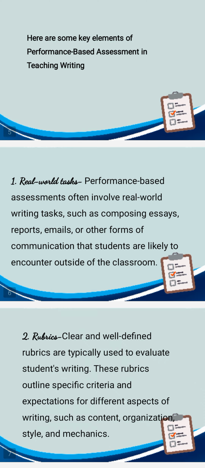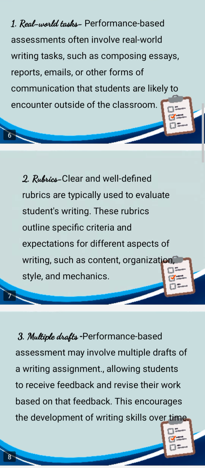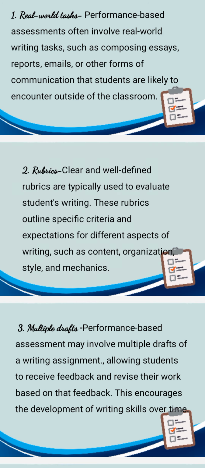Number two is rubrics. Clear and well-defined rubrics are typically used to evaluate students' writing. These rubrics outline specific criteria and expectations for different aspects of writing, such as content, organization, style, and mechanics. So the teacher uses a rubric that rates the students' essays based on content accuracy, logical organization, writing style, and correct grammar.